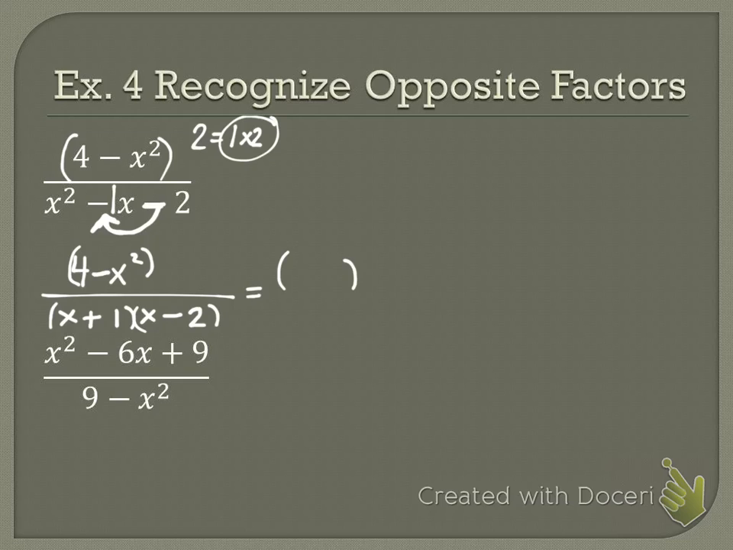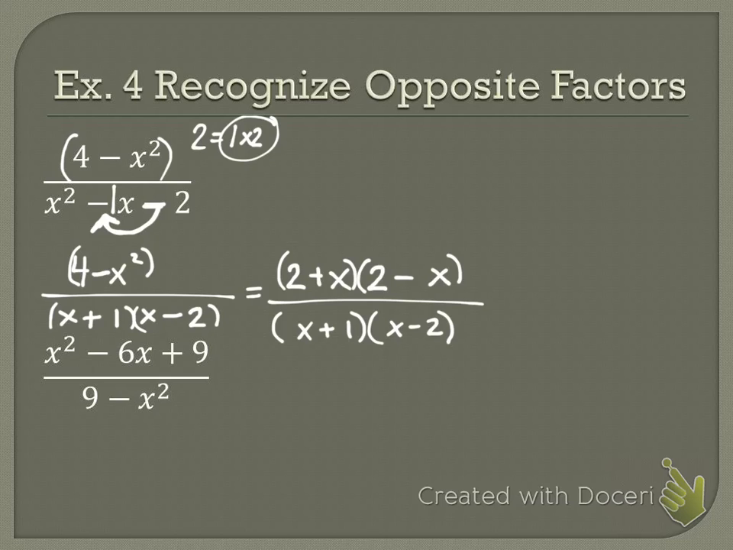So I'm going to put parentheses up here. I'm going to leave what I have on the bottom. And I know that the square root of 4 is 2. So the 2's go in the front. The square root of x squared is x. So those go in the back. And what do my signs have to be on the difference of 2 squares? Plus and minus. Very good.